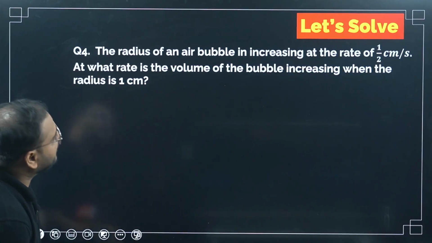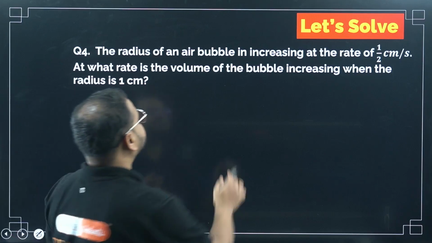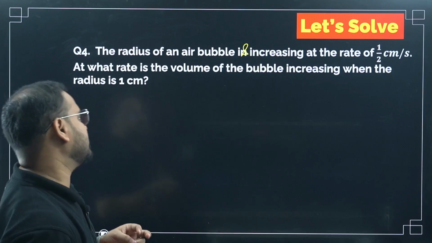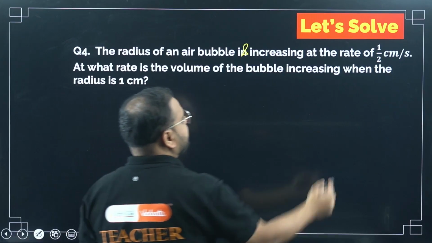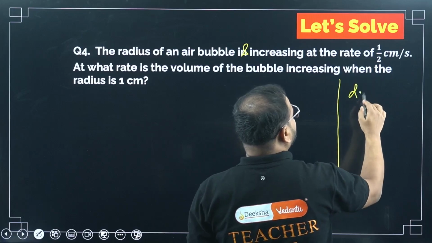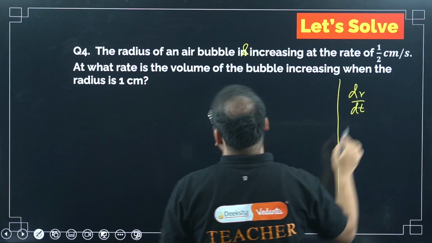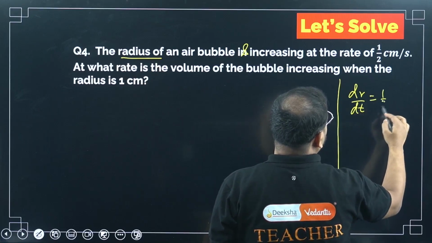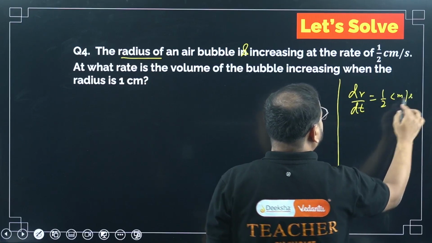The radius of an air bubble is increasing at the rate of half centimeter per second. Very simple. They have given it here. I don't have to deduce it. They have already given. They're saying dr by dt is the radius change. Please check here. Radius change means dr by dt is 1 by 2 centimeters per second.